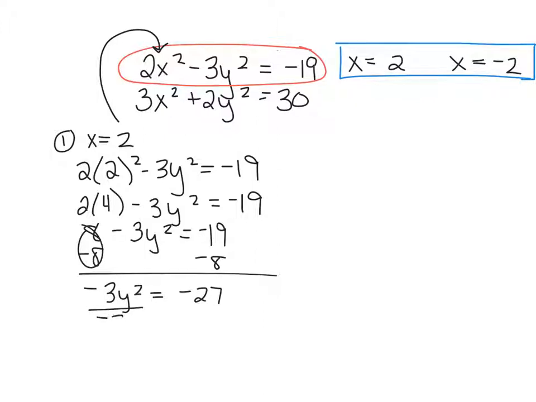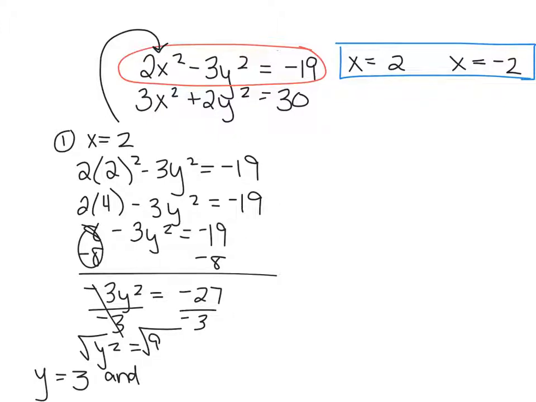Now we'll divide both sides by negative 3. We get y squared equals a positive 9. Negative divided by negative is positive. And then we want to take the square root of both sides. And we get y equals 3 and y equals negative 3, because the square root of 9 is 3 and the square root of 9 is also negative 3. So y equals 3 and y equals negative 3.